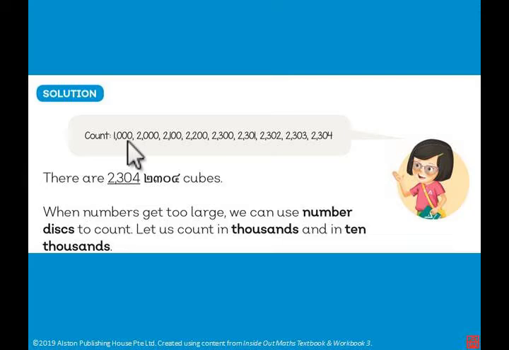Let's count. 1,000, 2,000, 2,100, 2,200, 2,300, 2,301, 2,302, 2,303, and 2,304. So there are 2,304 cubes. Okay, if you write in Thai, the 2,304 cubes. When a number gets too large, we can use number disks to count, and let us count in thousands and in 10,000.